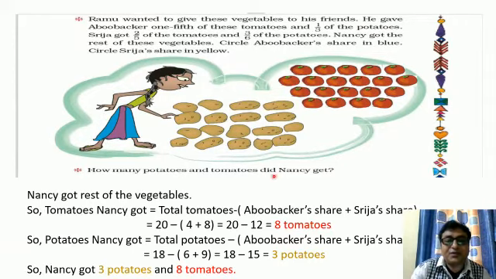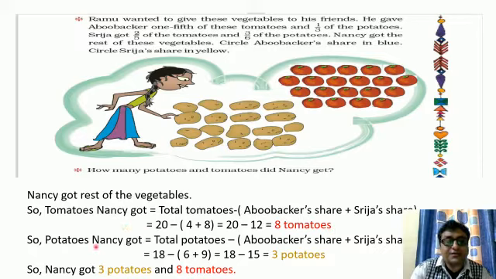How many potatoes and tomatoes did Nancy get? So here you can see that Nancy got rest of these vegetables. So whatever left, Nancy got. So how much is left? So total tomatoes Nancy got is equal to total tomatoes minus the share of Abu Bakr plus the share of Srija. So 20 is the total tomatoes minus 4 is Abu Bakr's share plus 8 is Srija's share. So 4 plus 8 is 12. So 20 minus 12, which is equal to 8 tomatoes Nancy got.